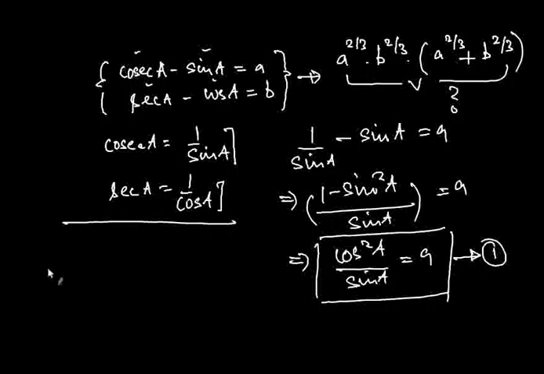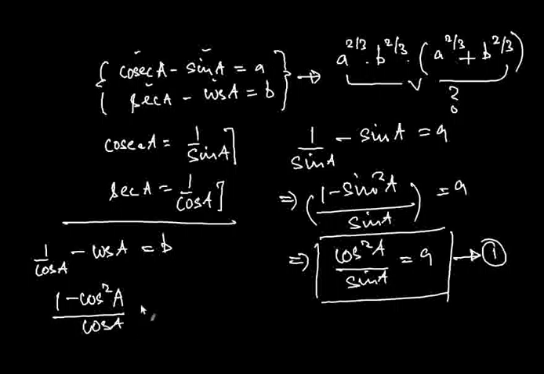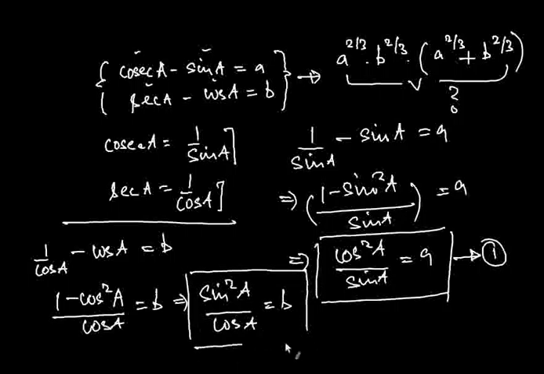Now with the second equation, I have secant A, so that's 1 by cos A. So 1 by cos A minus cos A is equal to B, right? So that's 1 minus cos square A divided by cos A is equal to B. Now 1 minus cos square A is equal to sine square A. So this implies that sine square A by cos A is equal to B. So this is the second thing we have found, and so let's hold on to that also.